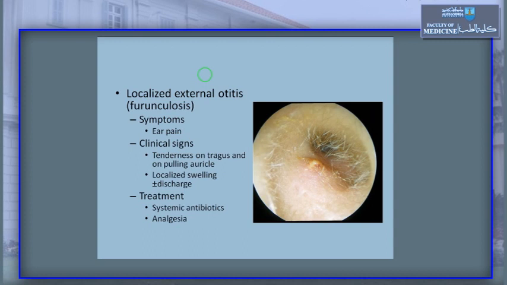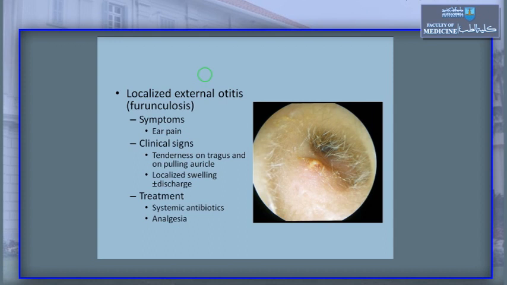We can see a pointing of pus if there is pus formation inside, or if the furuncle is rupturing, we will see scanty purulent discharge. There will be tenderness. How do we elicit tenderness for the auricle? Either we press softly on the tragus, or we try to hold the auricle and pull it backwards or in any direction. The patient will not tolerate this. So this is the difference between tenderness and pain.